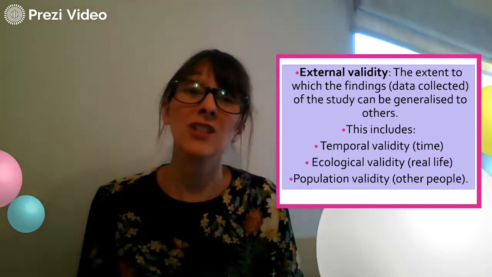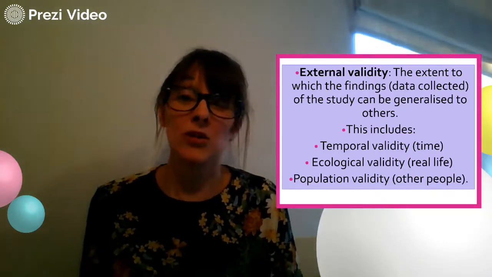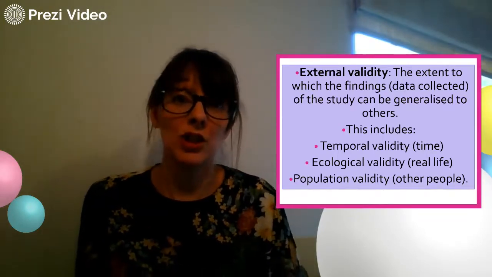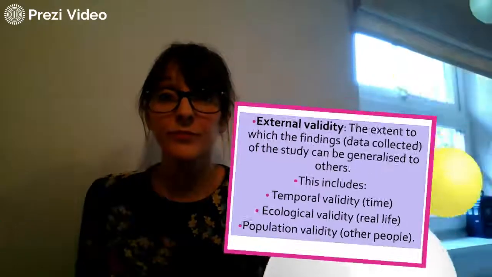So again, if you haven't got definitions of those words, make sure you've got them in a glossary, make sure you write them down now and write a definition next to each. So again, temporal validity, population validity and ecological validity are all types of external validity. So external validity is when I've got my data and I've got my results, can I apply it in different settings, different times with different people? Is it truthful in different places?